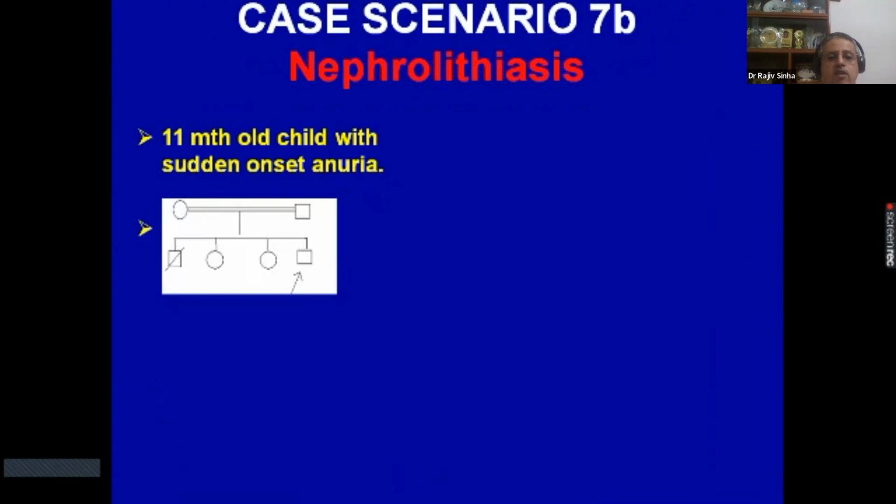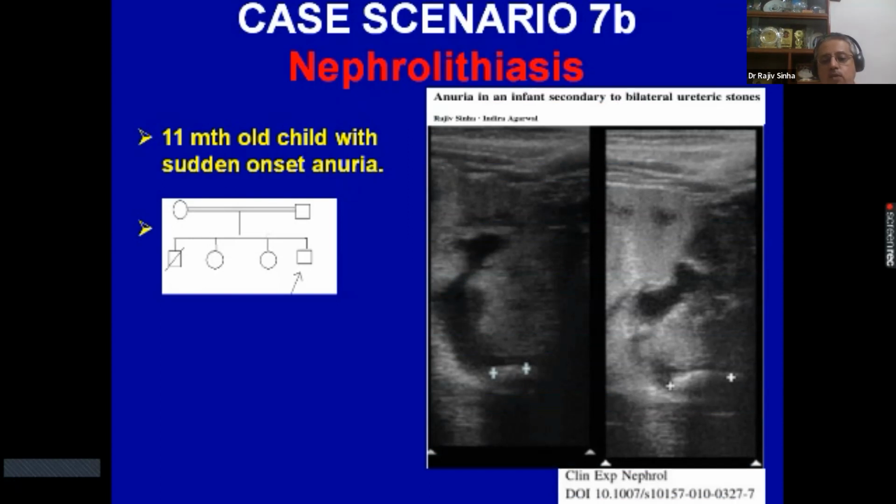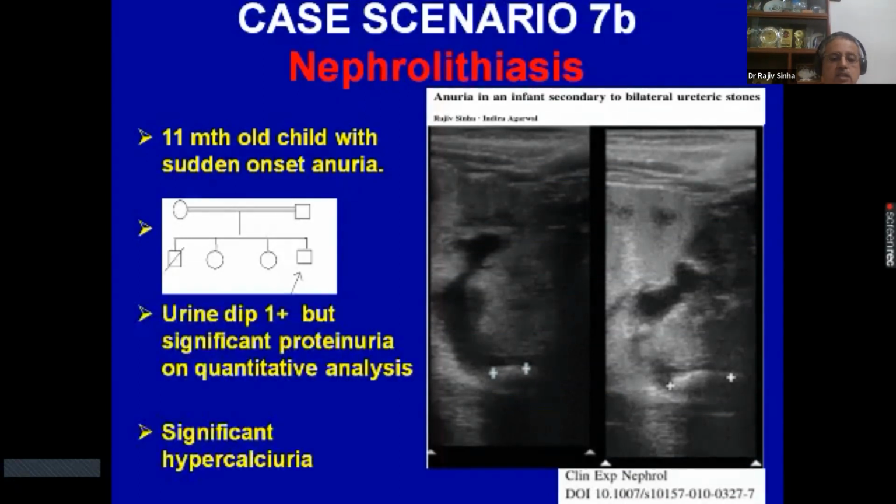An 11-month-old child with a sudden onset of anuria. There was a family history of a death in an earlier male sibling. And this anuria was because of bilateral ureteric stone impaction, resulting in what we define as a reflex anuria. So the child had bilateral stenting done, and further evaluation showed significant proteinuria and significant hypercalciuria.